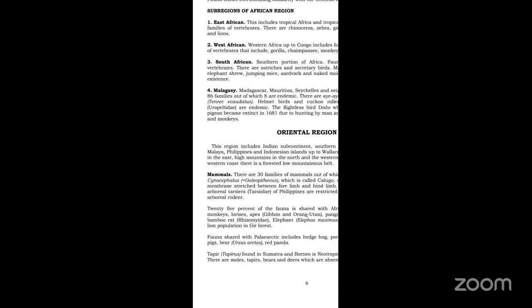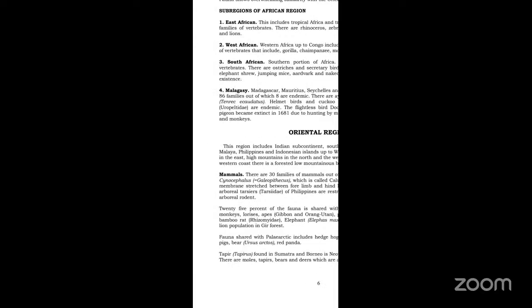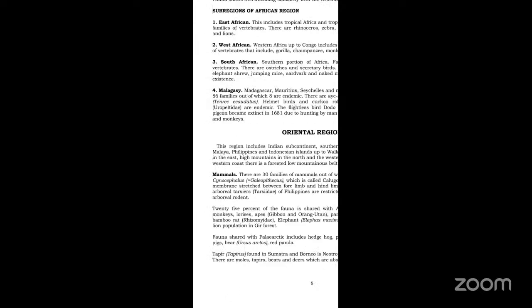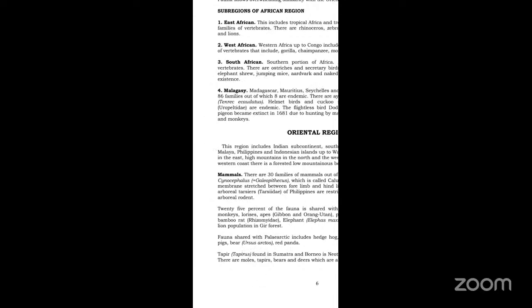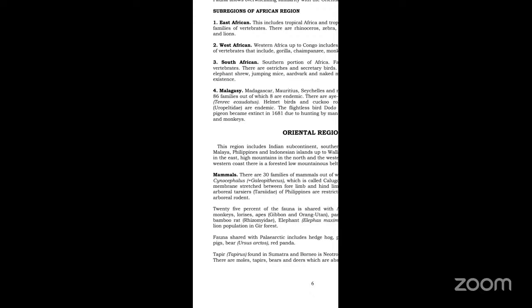Apart from these, you have got the tree shrews as well as the arboreal tarsiers. Then the spiny dormouse is also present. Then about 25% of the fauna that is present is shared with Africa. That includes old world monkeys, lorises, apes, and then you have got the pangolin or scaly anteater. Then you have got the bamboo rat, elephants, rhinoceros, as well as lions. So about 25% of the fauna is shared with the African continent.